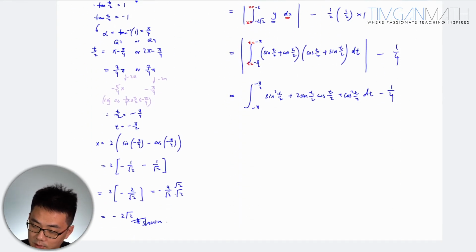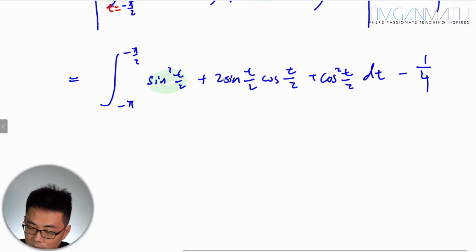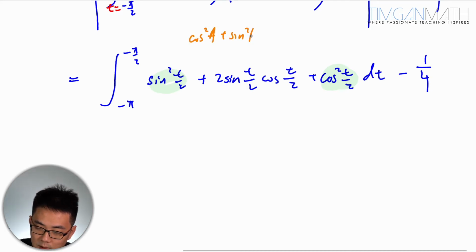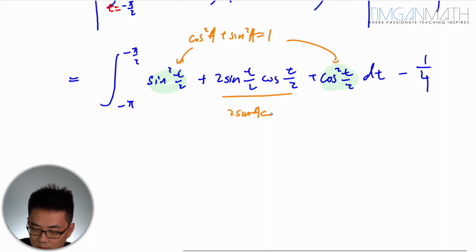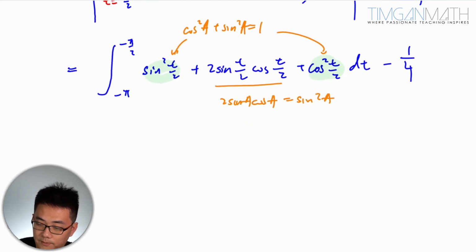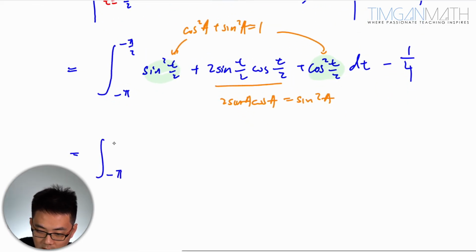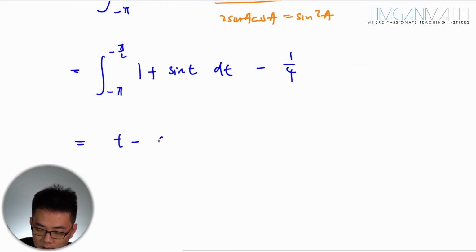Yeah, okay, great. So then this would just be 1. These both will add up to 1, because cosine square a plus sine square a is 1. Right? This will just be 2 sine a cosine a equals sine 2a. So when I change my equation here, what I'll get is 1/4 times the integral from minus pi to minus pi over 2 of 1 plus sine t. Wow, great. It looks good already. So this case will be just t minus cosine t, from minus pi to minus pi over 2, times 1/4.